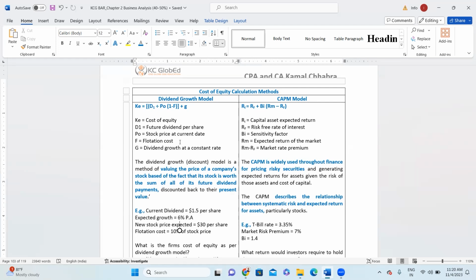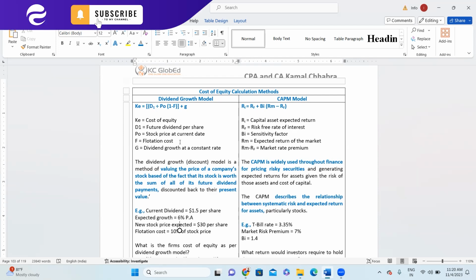So what is the market rate premium? Market rate premium is the market rate of interest minus the risk-free rate of interest. Right? So the formula is RI is equal to RF plus BI multiplied by RM minus RF. So RM is the expected rate of return of the market, minus RF, the risk-free rate of interest. The difference will result in the market rate premium. Right? The CAPM is widely used throughout finance for pricing risky securities and generating the expected return on assets, given the risk of those assets and the cost of capital, right?